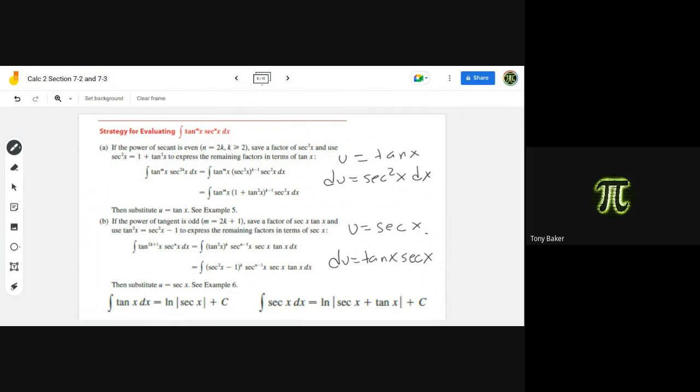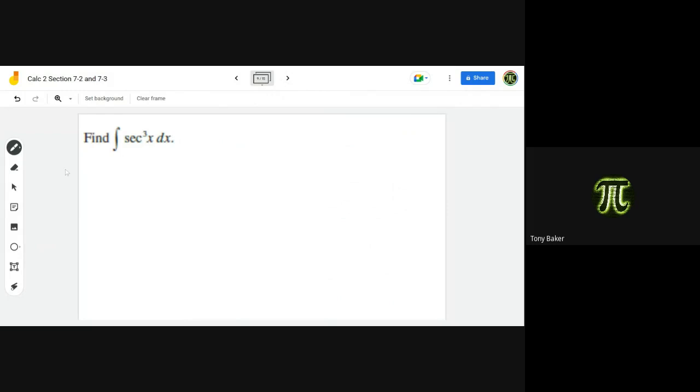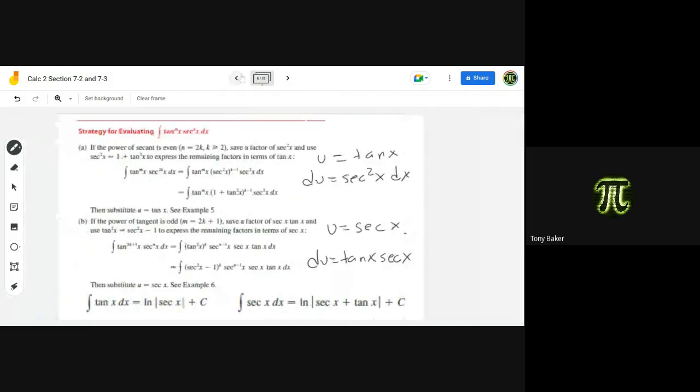I hate the absolute value symbol. Makes so many different... Well, because secant of x and secant of x plus tangent of x can be negative. Ln can't be negative, so you need to have the absolute value sign there to use it. I believe you. You kind of need it.